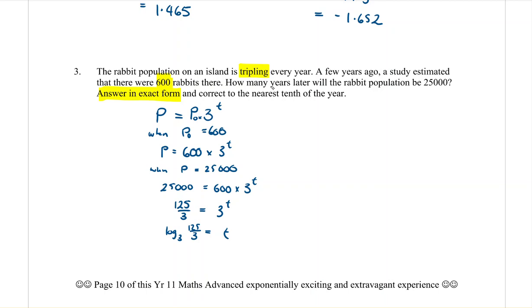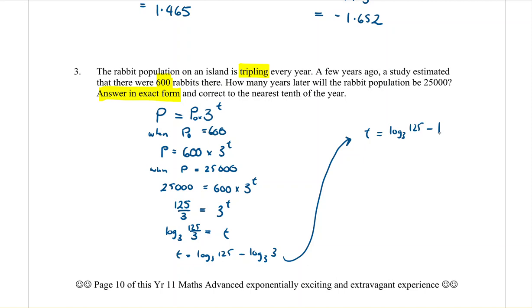There's some simplifying that can happen in there. Because I'm dividing two numbers, I can change that to be 2 logs subtracted. It would be t equals log base 3 of 125 minus log base 3 of 3. Log base 3 of 3 is the 1. So I get t equals log base 3 of 125 minus 1.